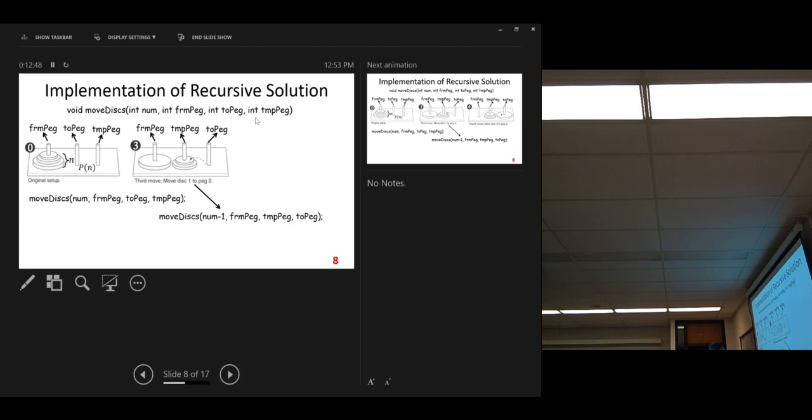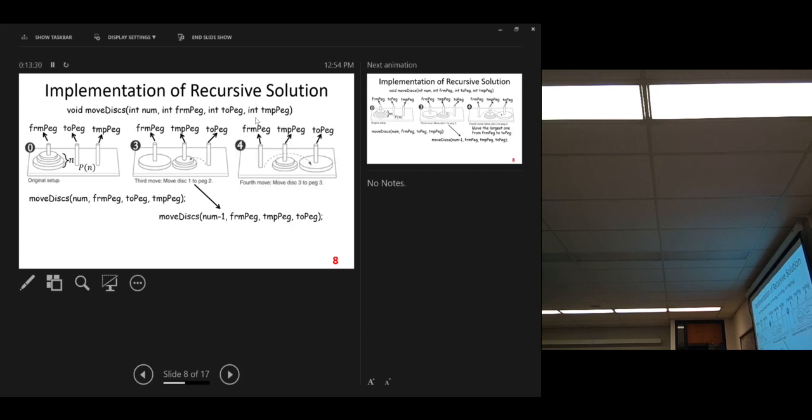From peg to temp, because we want to move the n minus 1 disks to the temp peg. Then, after we move the largest disk, we can move it back to the destination peg. So that's why we put the destination as the temp peg. Then the to peg is used as the temporary. So in that way, we solve the problem of size n minus 1 the first time. So that function call.